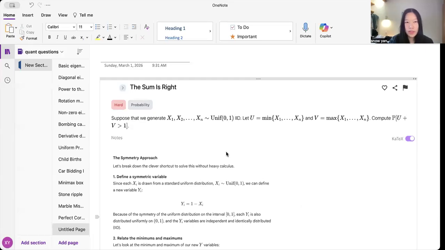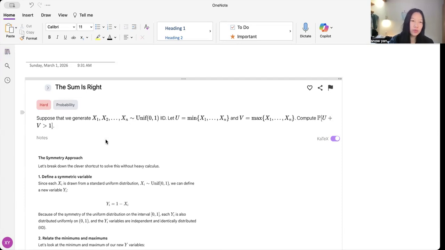Okay, hello. Today the question I chose was the sum is right. Inside this question, we have: suppose that we generate x1 to xn, which follow the uniform distribution, and they're independently and identically distributed. Let u be the minimum of these and v be the maximum. Compute the probability that u plus v is greater than 1.